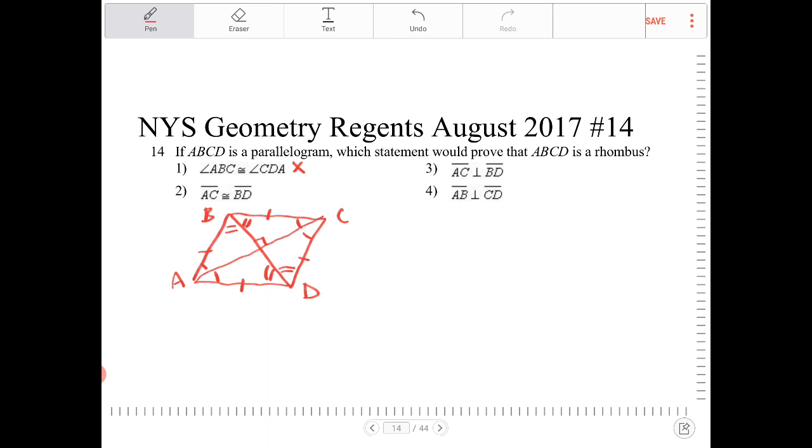Option 2, AC is congruent to BD. That is not a requirement. The diagonals in a rhombus do not have to be the same. The only time when diagonals are congruent is if the parallelogram is a rectangle or a square. So that's not good.